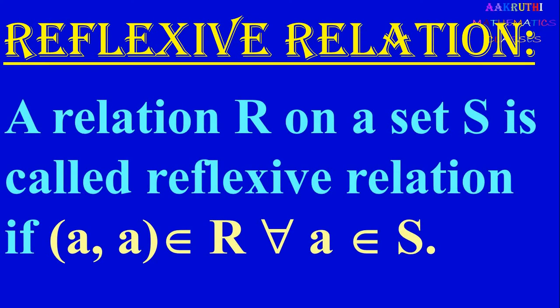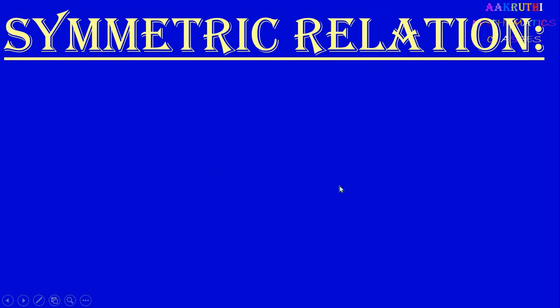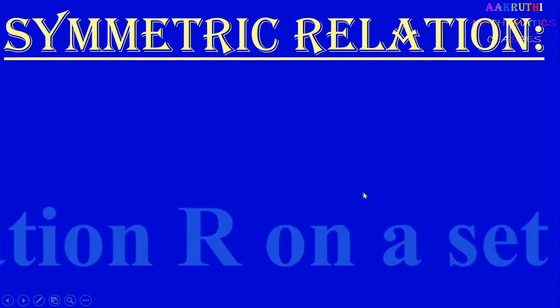A relation R on a set S is called reflexive relation if (a, a) belongs to R for all a belongs to S. We have to check whether the same element is related to itself for all a belongs to S. If it is true, then only it is reflexive. So next one, it is symmetric relation.